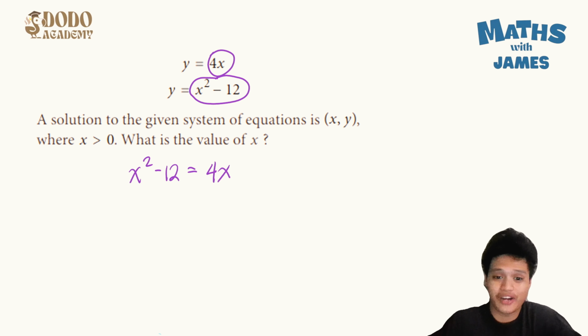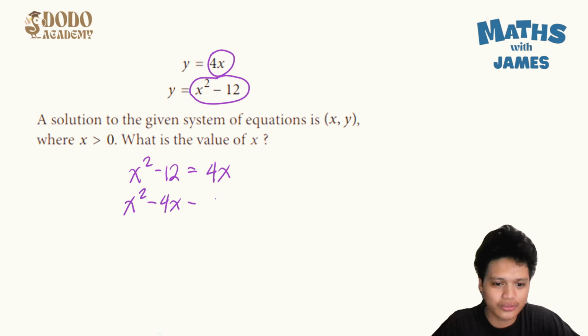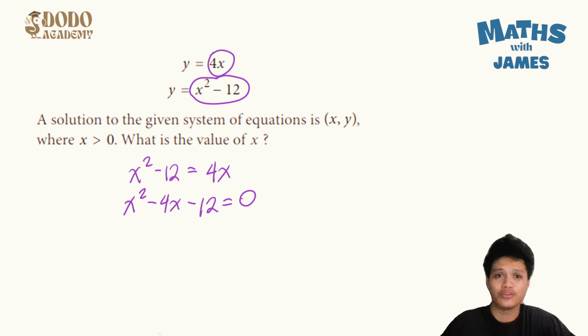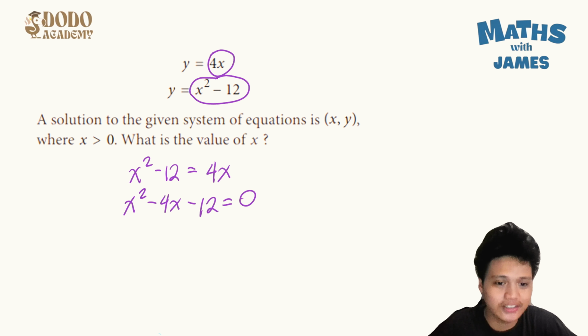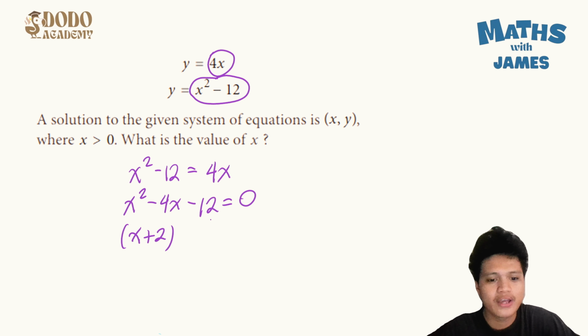This is a quadratic equation, so all we have to do is transpose 4x to the left-hand side of the equation, making it negative 4x. So this simplifies to x squared minus 4x minus 12 equals 0. We then apply factoring techniques: x squared minus 4x minus 12 has factors x plus 2 and x minus 6 equals 0.